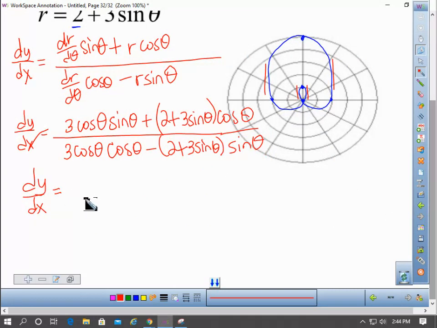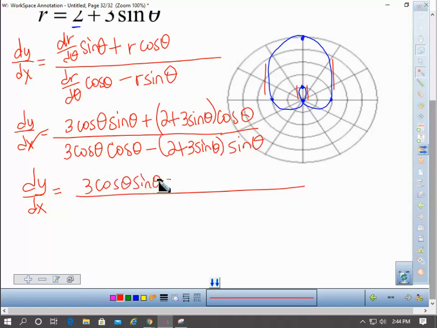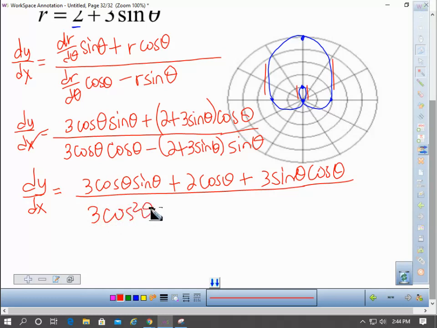Dy dx equals, so this will be 3 cosine sine. Multiplying this out will give me plus 2 cosines, and then plus 3 sine cosine. Then in the bottom, we're going to have 3 cosine squared. Then distributing this out would be minus 2 sines, and then minus 3 sine squared. All right. And then the only thing I could do to simplify this any further would be in the numerator to add the 3 cosine sine with this 3 cosine sine and get 6 cosine sines in the top. But I don't have to worry about that right now.